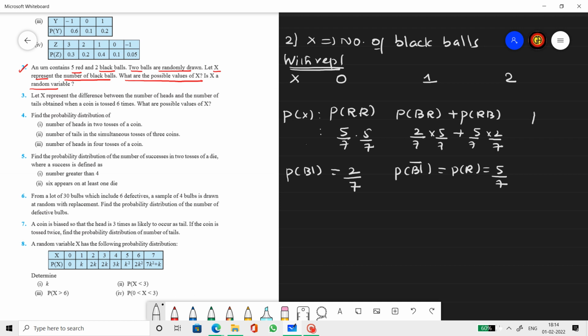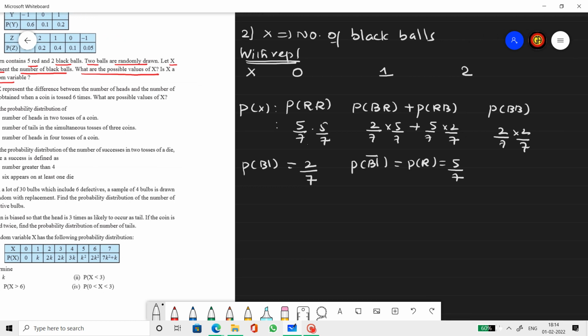Next one, both are red, both are black. So black, black, which is 2 by 7 into 2 by 7. Now once you finish constructing the probability distribution, check whether the total probability is 1 or not. So what do we get? 25 by 7 square plus 20 by 7 square plus 4 by 7 square. So 49 by 7 square, so that is one only. So this is a properly defined probability distribution function.